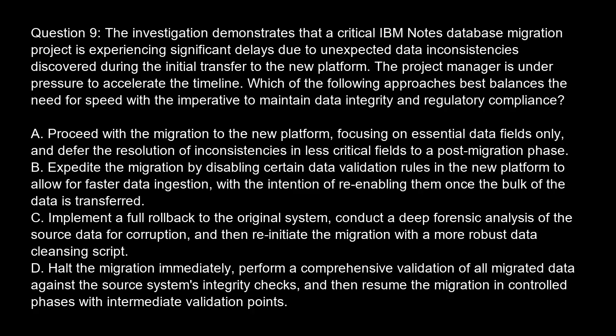Option C. Implement a full rollback to the original system, conduct a deep forensic analysis of the source data for corruption, and then reinitiate the migration with a more robust data cleansing script. Option D. Halt the migration immediately, perform a comprehensive validation of all migrated data against the source system's integrity checks, and then resume the migration in controlled phases with intermediate validation points.